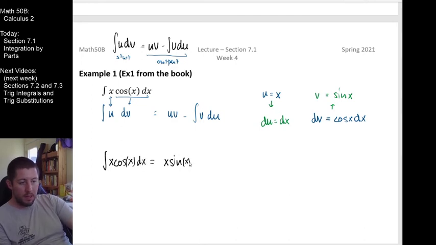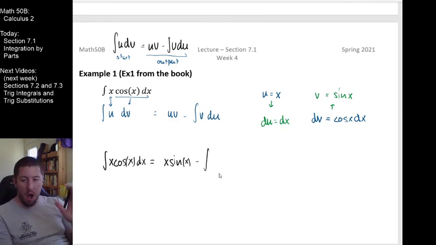Let me get my dx right there. Minus the integral of, and again, the whole point of all of this is we're trying to replace an integral we don't know how to handle with an integral we do know how to handle. I don't know an antiderivative for x cos x, but look what we get over here. V du is sine x dx. Easy.